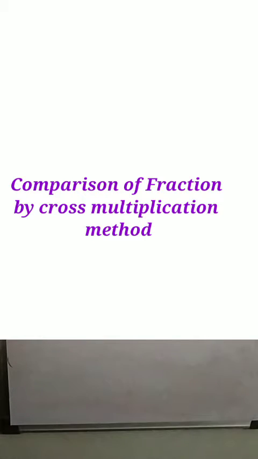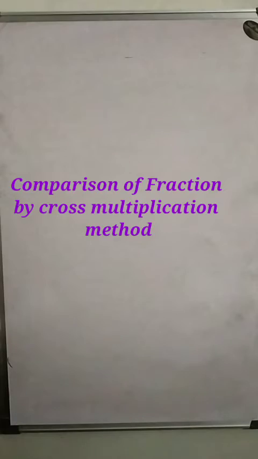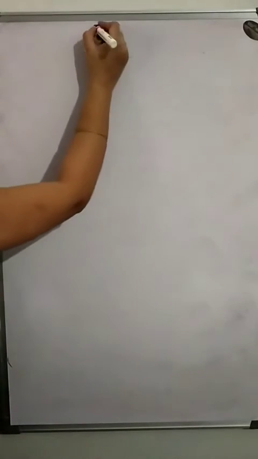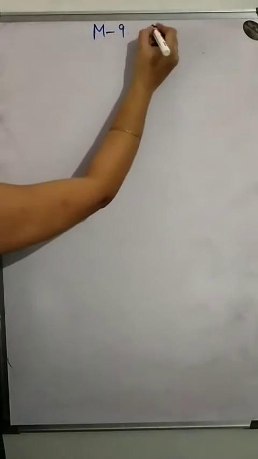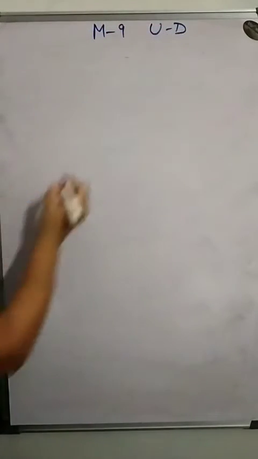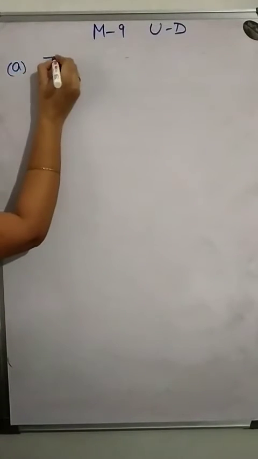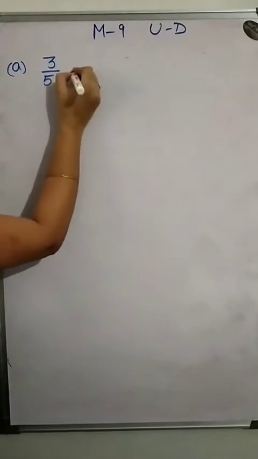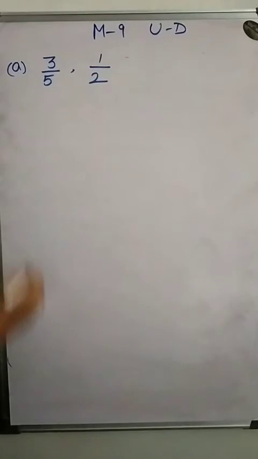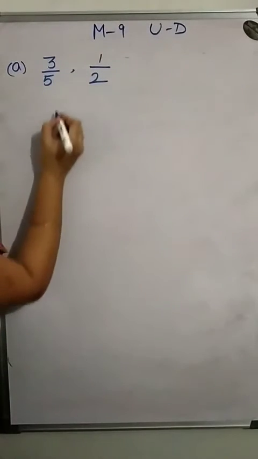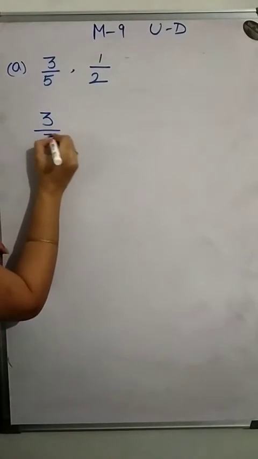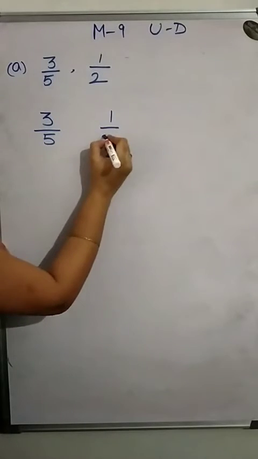So let's take one example from module number 9, unit D. The first part is 3 upon 5 and 1 by 2. Here we have to compare these two fractions. How do we compare these fractions? We simply do the cross multiplication.